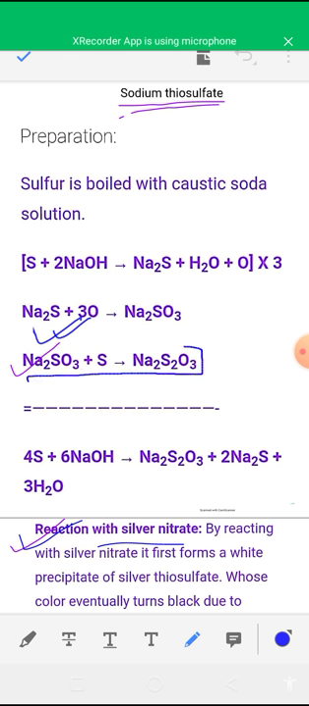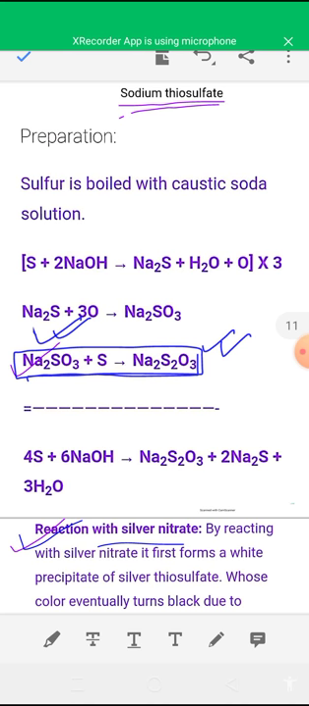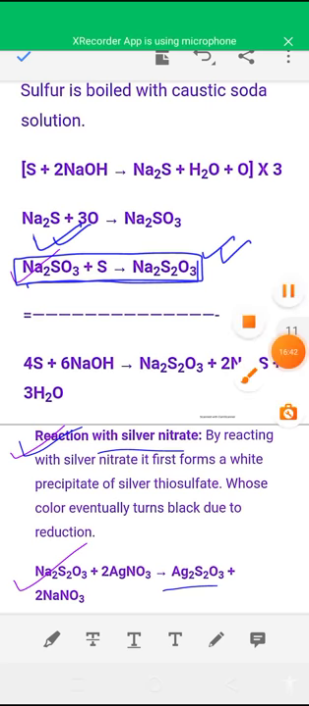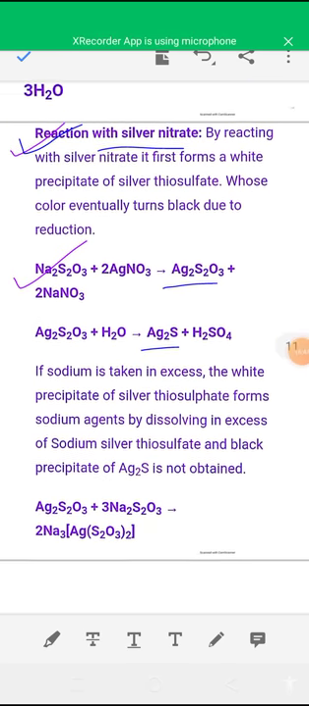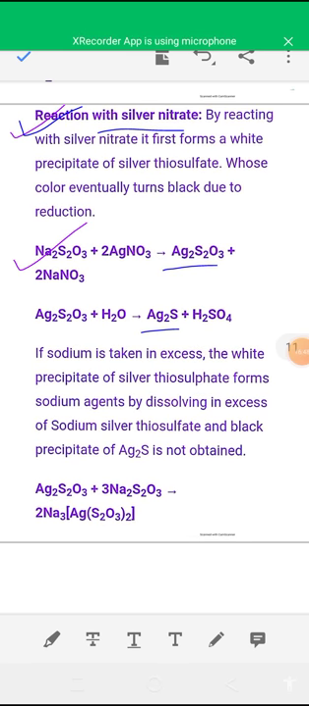When sodium sulfide reacts with sulfur, it will produce sodium thiosulfate, Na2S2O3. It is given in the syllabus, sodium thiosulfate, Na2S2O3, preparation from sodium sulfide. Now see the reaction of sodium thiosulfate with silver nitrate.